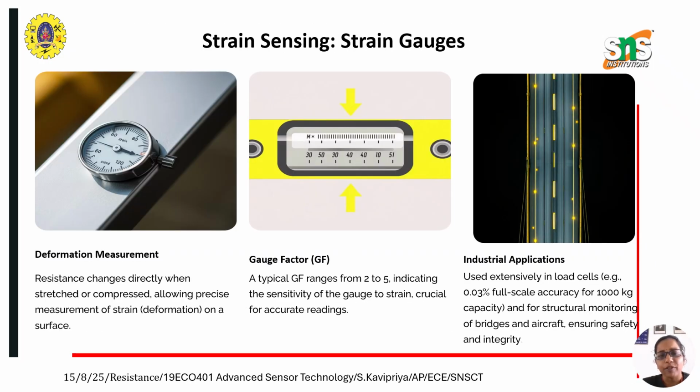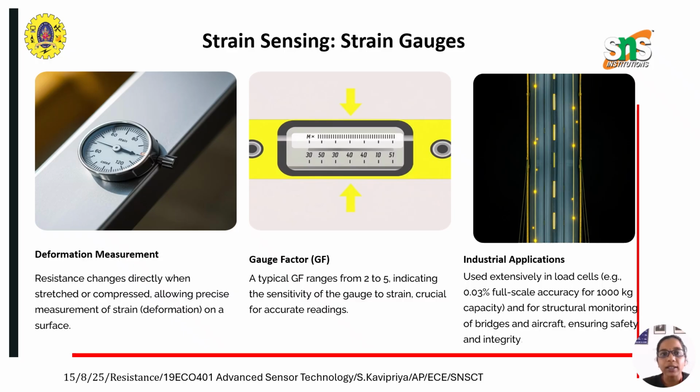The first example and first application is strain sensing with strain gauges. Resistance changes directly when stretched or compressed. By this we can precisely measure the strain that is applied on a particular object. Stretching or compressing will create a strain, and whenever there is a change in this, there will be a change in the resistance. From this we can measure the stress or strain.